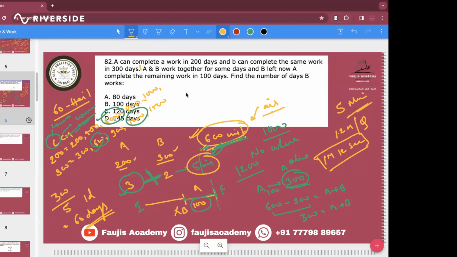So what's your answer to the question? Find the number of days B works. B works for how many days? B works up till this point, this green dot. It's 60 days, guys.